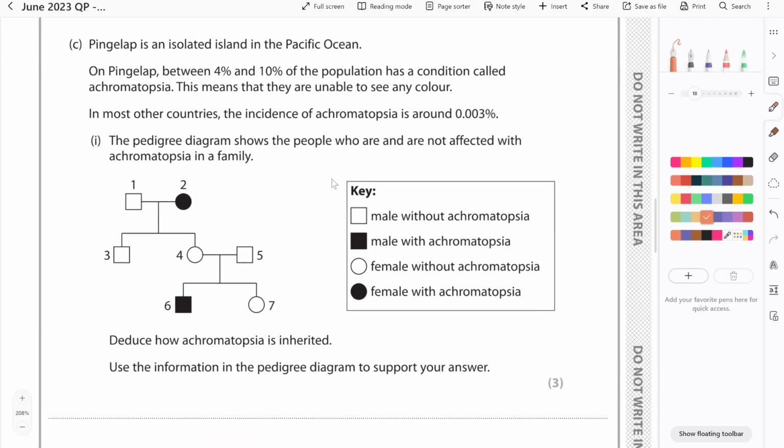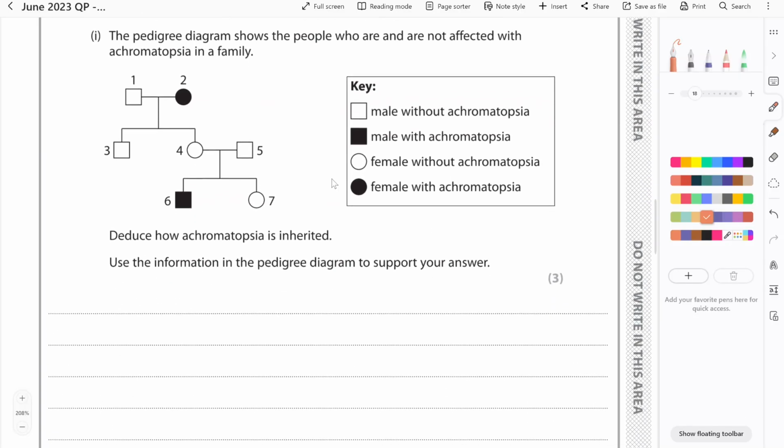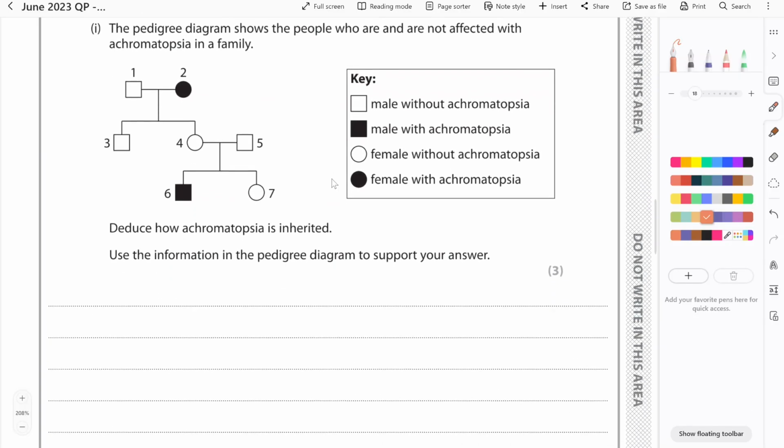All right, part C. Pingaleb is an isolated island in the Pacific Ocean. I hope I'm not pronouncing that wrong. I probably am. On Pingaleb, between 4 and 10% of the population has a condition called achromatopsia. This means that they're unable to see any color. In most other countries, the incidence of achromatopsia is around 0.003%. The pedigree diagram shows the people who are and who are not affected. Deduce how achromatopsia is inherited. Use information in the pedigree diagram to support your answer.